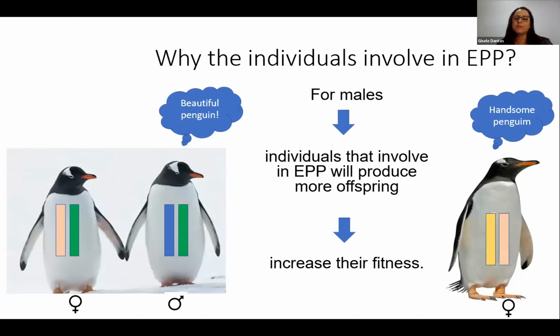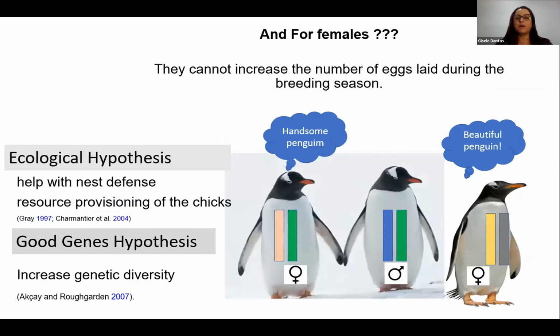For males, the explanation for the reasons individuals get involved in extra-pair copulation may be more obvious, because individuals that engage in extra-pair copulation produce more offspring and increase their fitness. However, for females, the advantages are not so clear. And for this, several hypotheses have been raised.